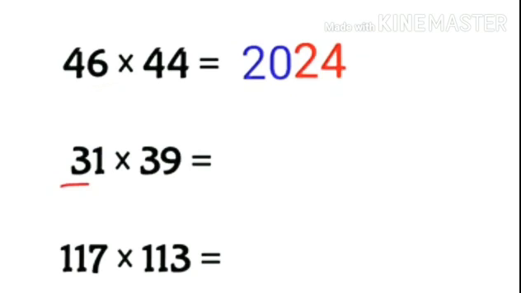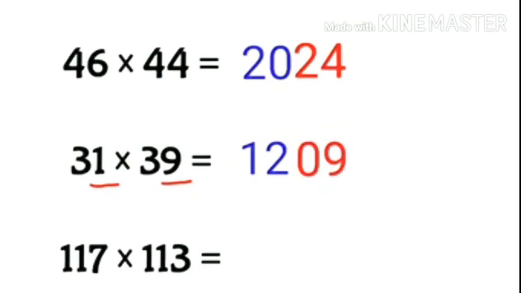So next number after 3 is 4. 3 times 4 is 12. For the last 2 digits, find the product of this 1 and this 9. 1 times 9 is 9. So we put 09 and the answer is 1209.